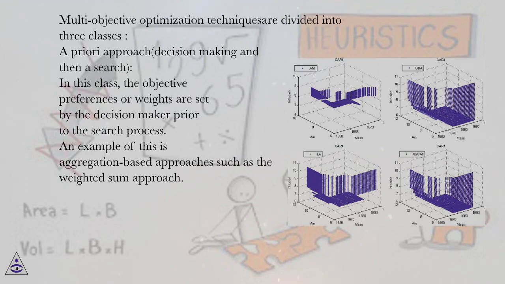Multi-objective optimization techniques are divided into 3 classes. A priori approach: decision-making and then a search. In this class, the objective preferences or weights are set by the decision maker prior to the search process. An example of this is aggregation-based approaches such as the weighted sum approach.